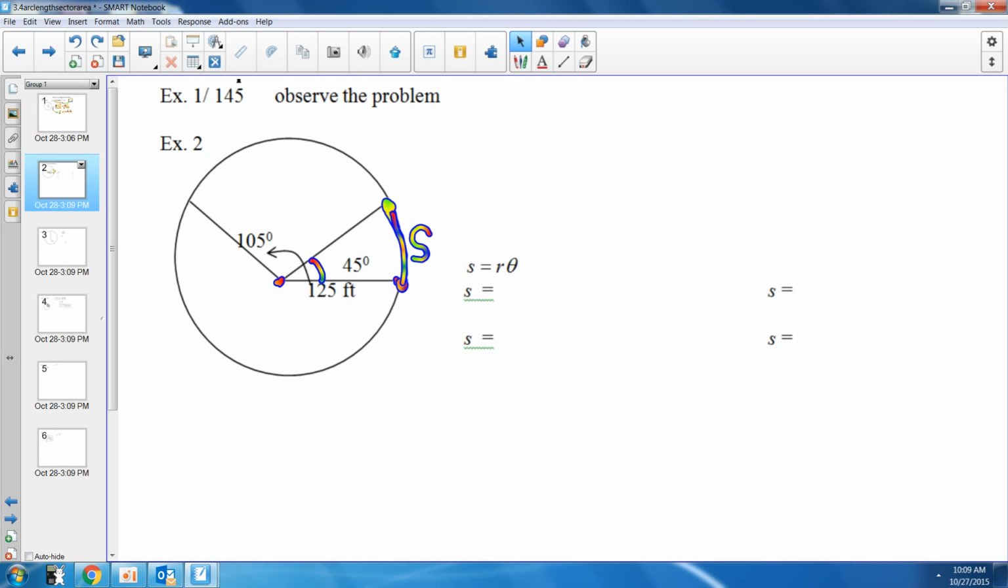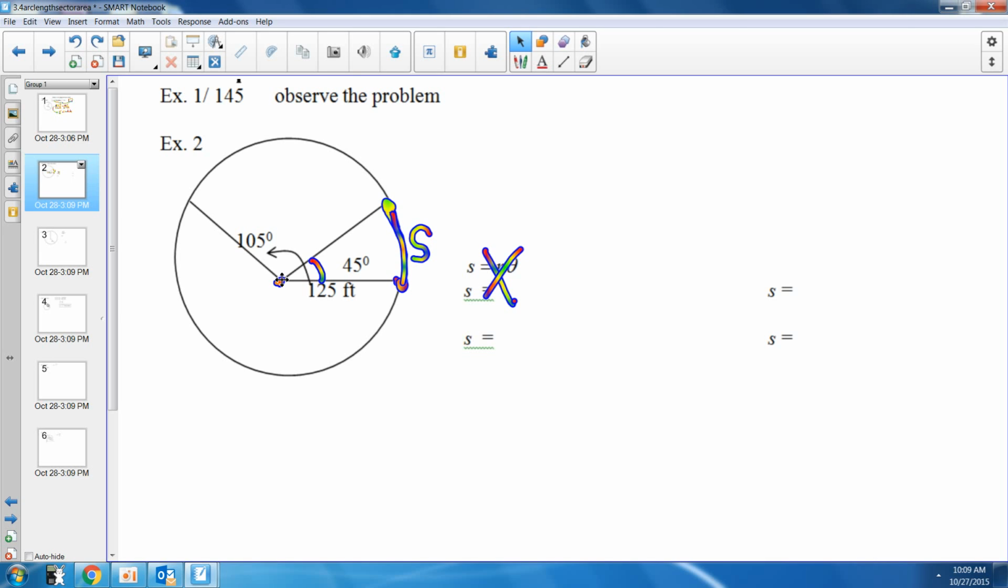You could use the formula in the book that just says S is equal to r times theta, but if you put 45 in for theta, you're going to get the wrong answer because theta has to be in radians. So that only works with radians. Therefore, I'm really not going to think about doing it that way. If you do want to use that, that's totally fine.